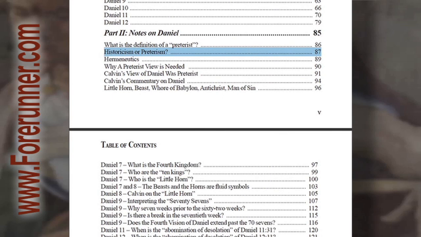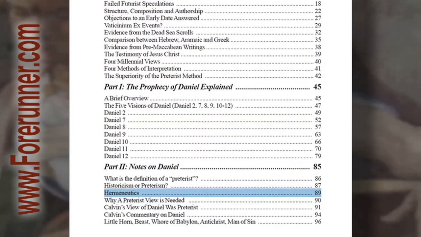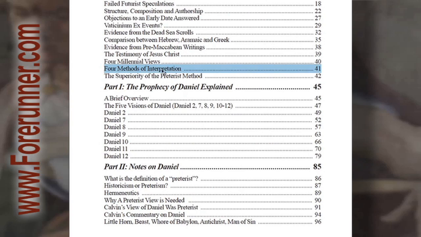Is historicism or preterism superior? What I found was that in refuting historicism, many of the same arguments can be used against futurism as well. Then we have a discussion of hermeneutics, which goes back to this section here again. The four methods of interpretation, which are preterism, historicism, futurism, and then idealism.